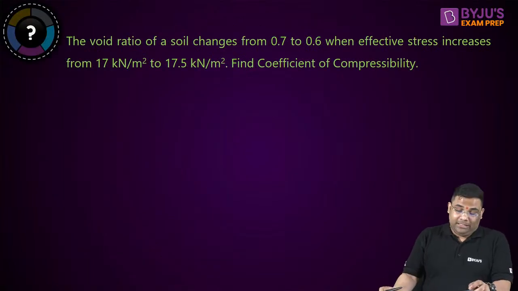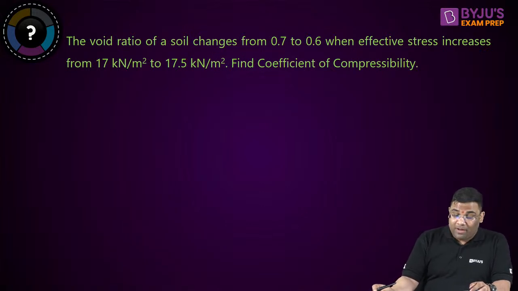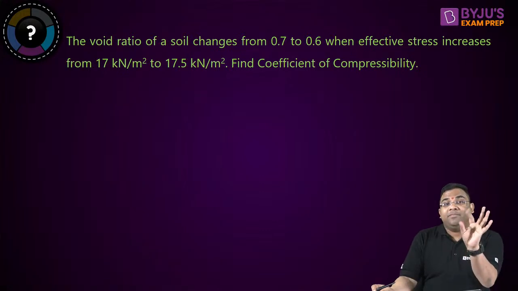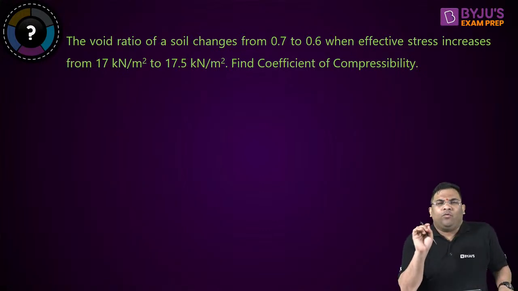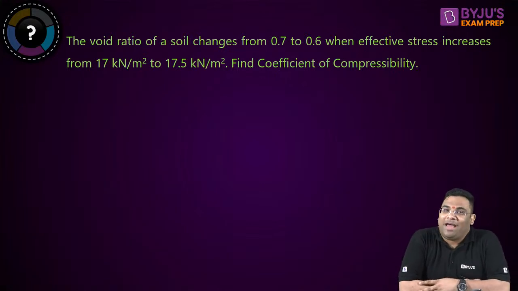The question is, the void ratio of a soil changes from 0.7 to 0.6 when effective stress increases from 17 kilonewton per meter square to 17.5 kilonewton per meter square. Find the coefficient of compressibility. Please solve this question and give me the value. I'll give you some time. Okay.